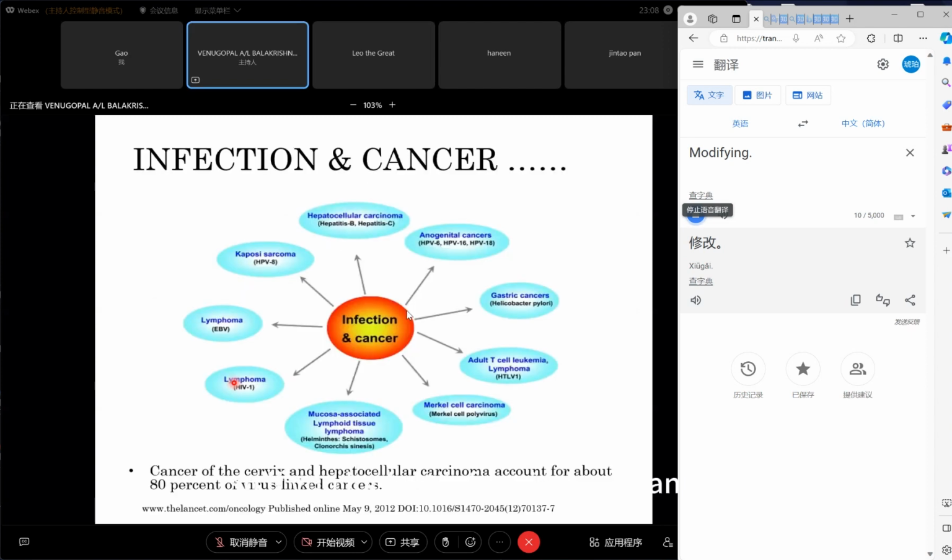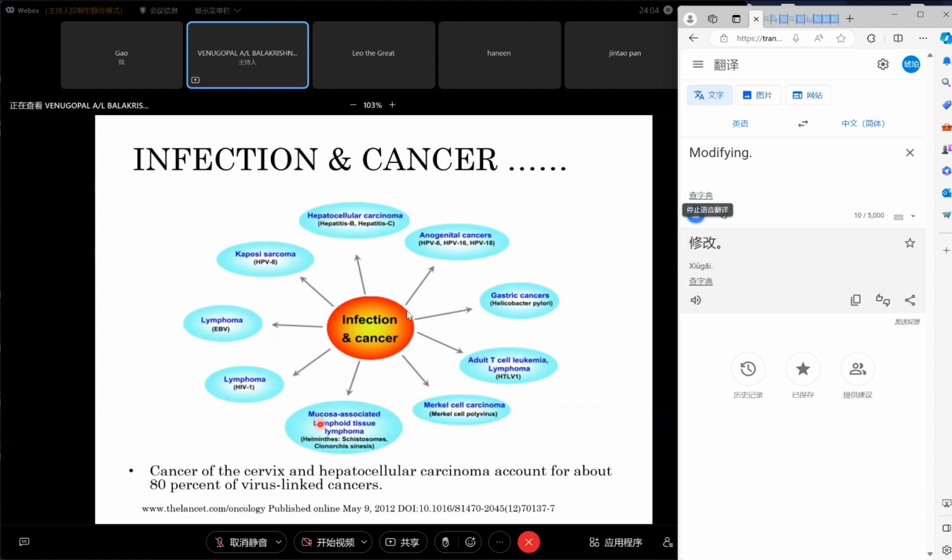If you look at infection and cancer, I've put up some lists here. Hepatocellular carcinoma is caused by hepatitis B and C. Genital cancer, usually cervical cancer, is caused by HPV 16, 18 and 6. Gastric cancer is not a virus, it's Helicobacter pylori. Adult T-cell leukemia is caused by the HTLV-1 virus. Merkel cell carcinoma is caused by Merkel cell polyomavirus. Mucosa-associated lymphoid tissue lymphoma and other cancers are caused by parasites, helminths and schistosomes. Lymphoma is caused by HIV-1, lymphoma can also be caused by EBV, and sarcoma by HHV-8.